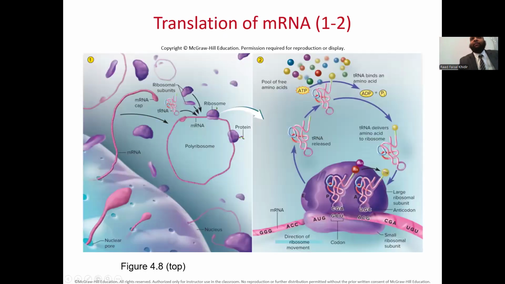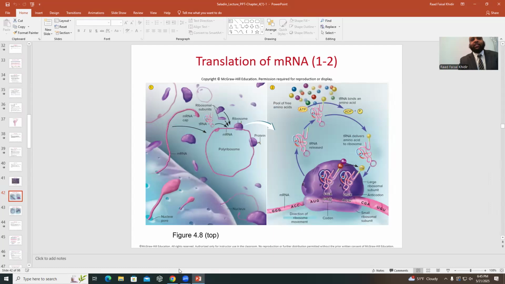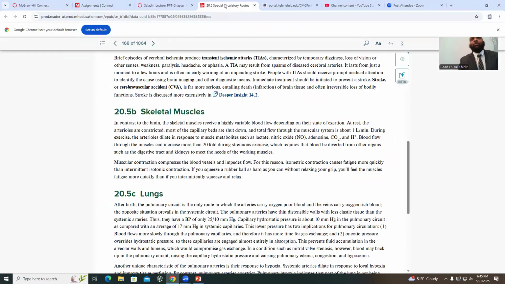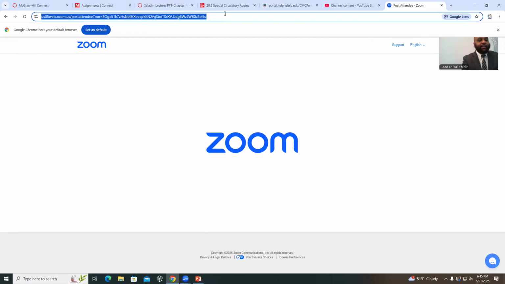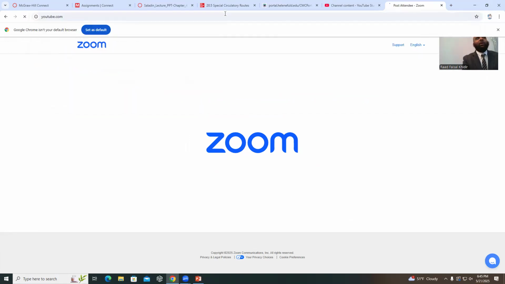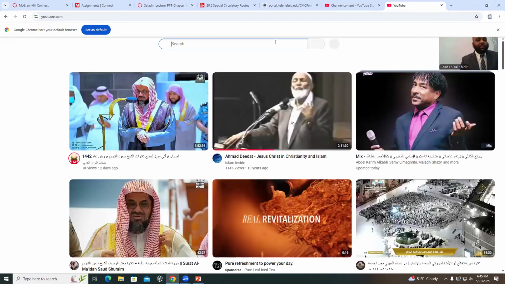Let's now look at a video of how translation happens. It's very important to look at a video of how translation happens. Ribosomal translation.